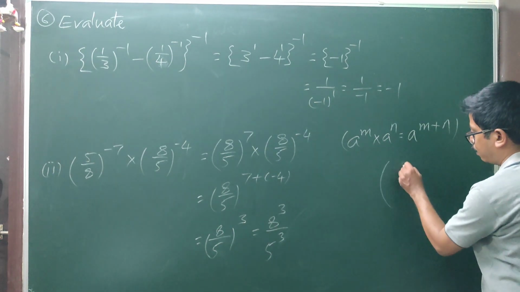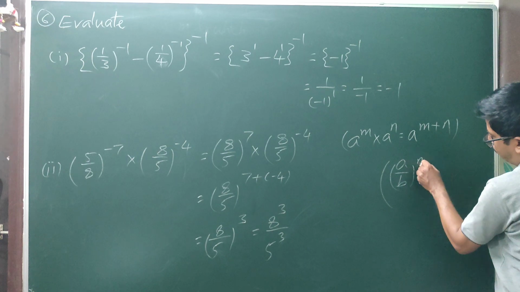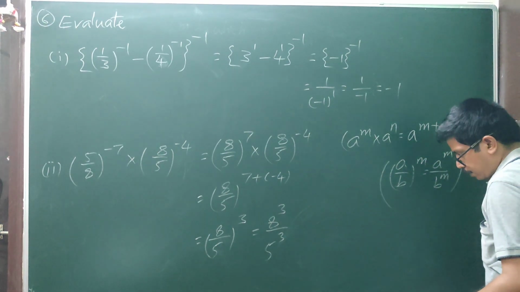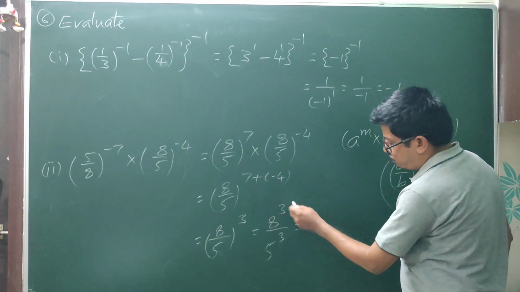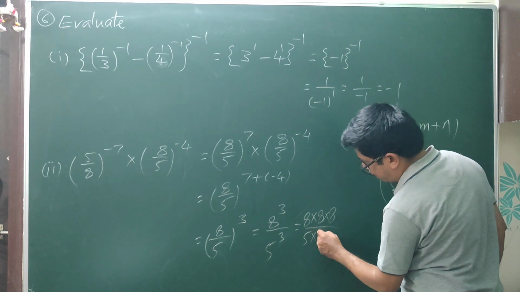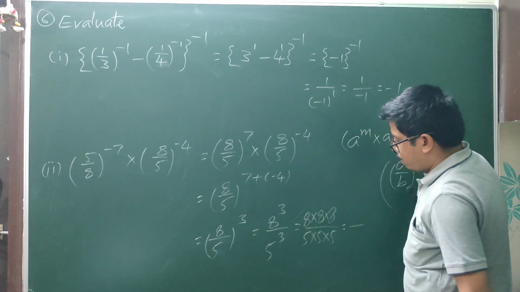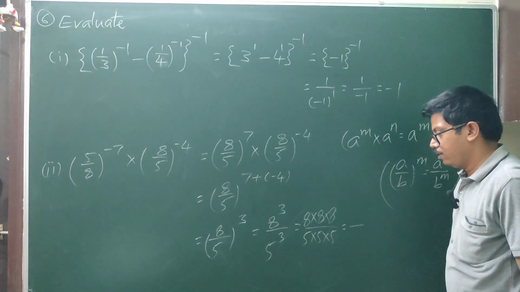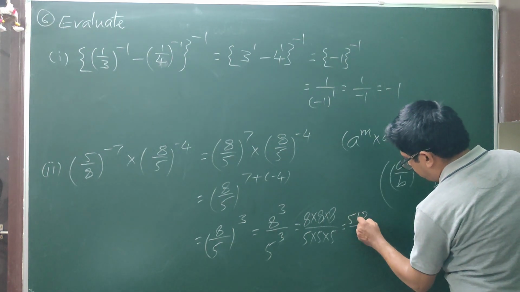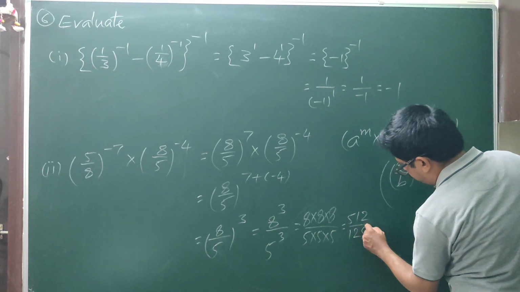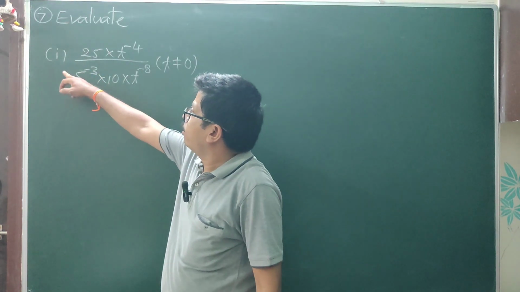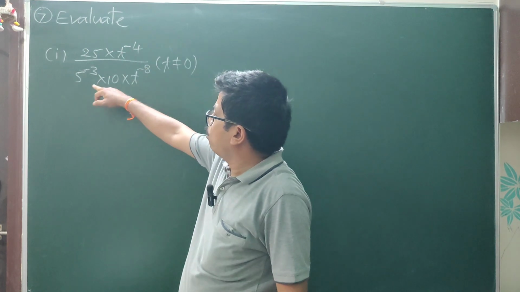The formula is (a/b)^m equals a^m by b^m. So 8 cube means 8 into 8 into 8, 5 cube means 5 into 5 into 5. 8 8s are 64, into 8 is 512, by 125.